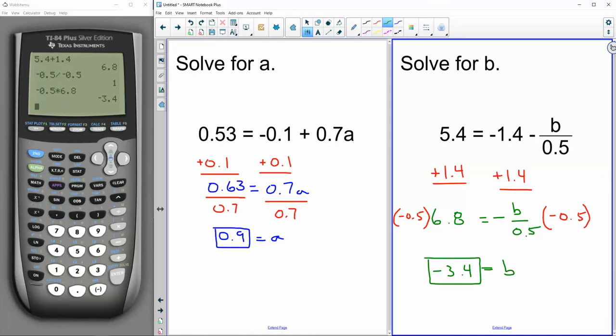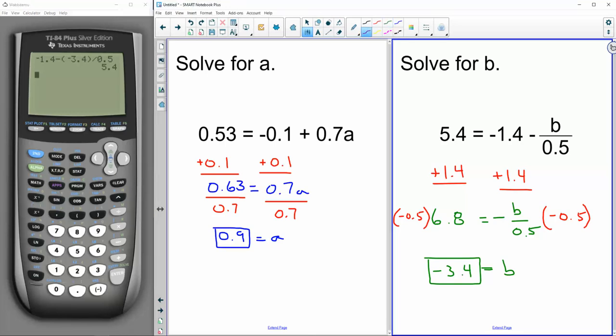And we're going to check this answer by putting it into the calculator here. So let's do negative 1.4 minus our b value, which is negative 3.4, divided by 0.5. That's the right side of the equation, and it does equal the left side of the equation.